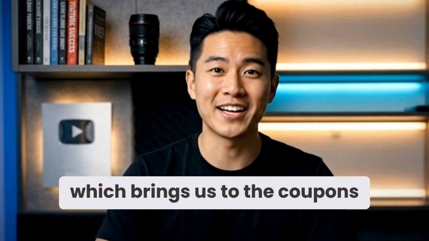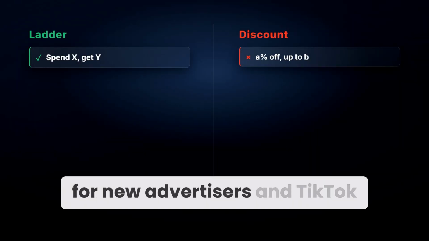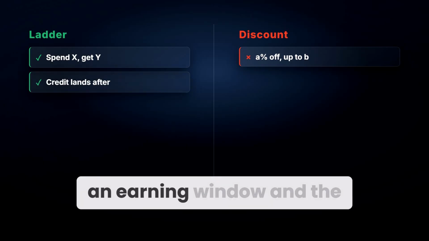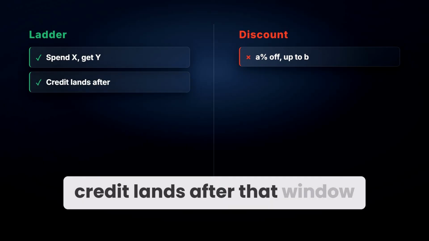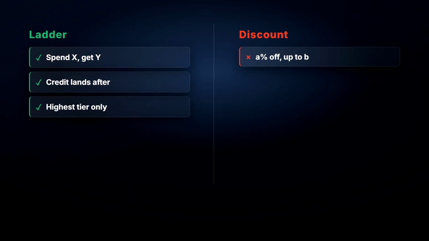Which brings us to the coupons. TikTok has 2 coupon types for new advertisers, and TikTok names them itself. The first is a ladder coupon. You spend your own money during an earning window, and the credit lands after that window closes. You can't stack the tiers, you get the highest one you reach.